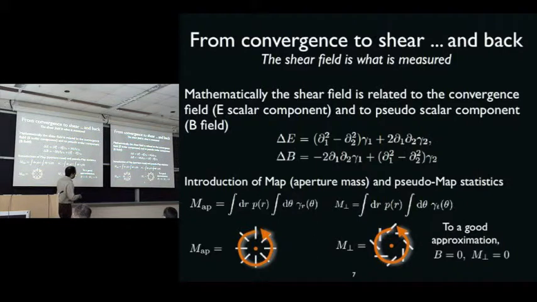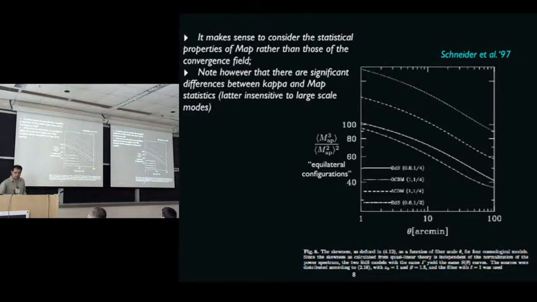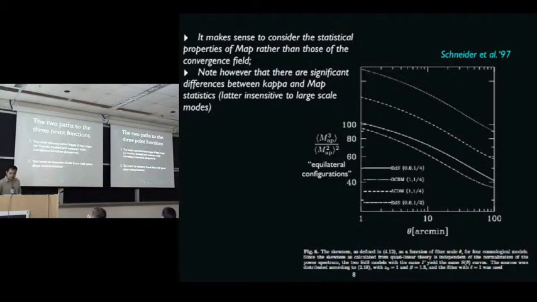And you can do the same for B, the same filtered field. At the end, what you actually have to consider are the statistical properties of these two fields, and not of kappa. So you can do the same exercise, that is, compute S3 not for kappa, but for this aperture mass field. This was done also ten years ago, a bit more, and so we know what to expect.